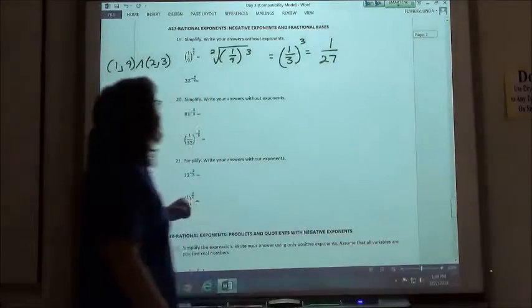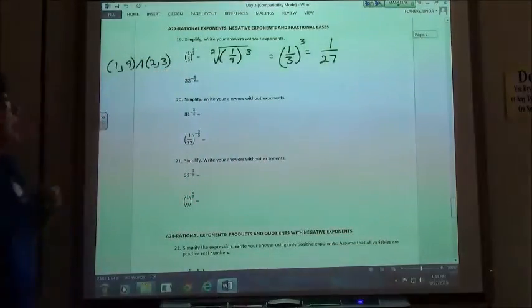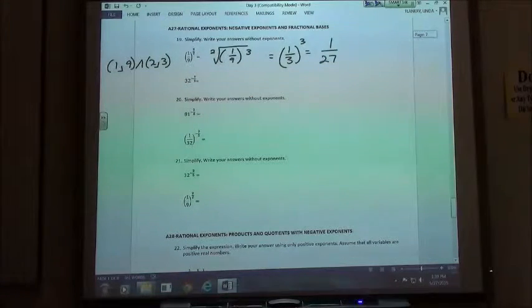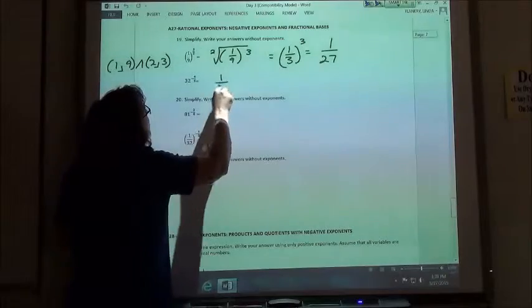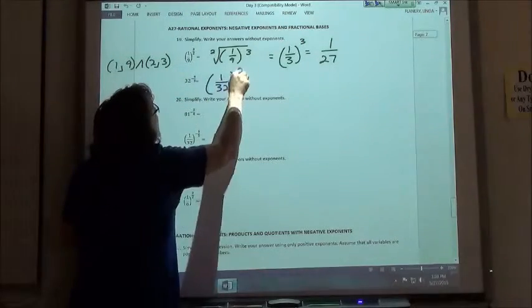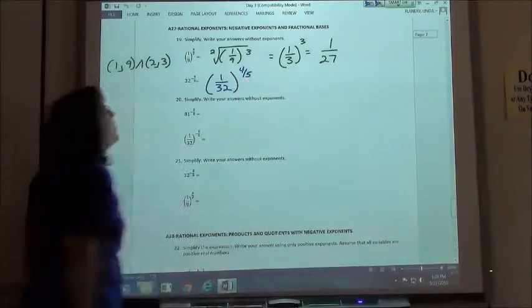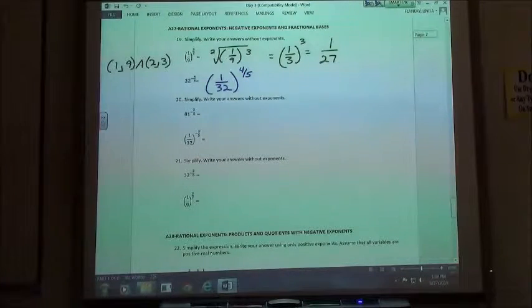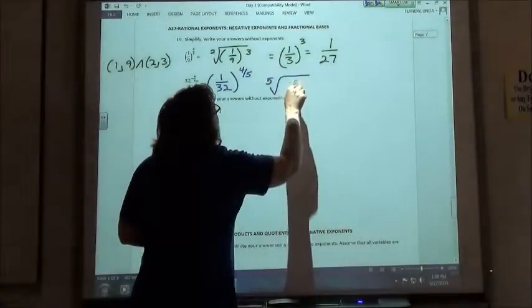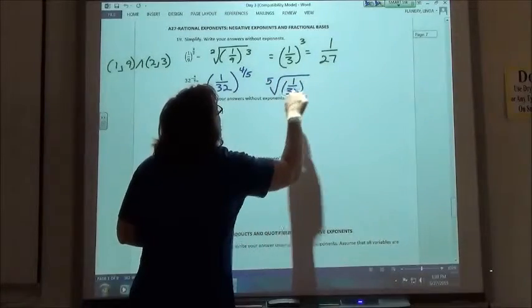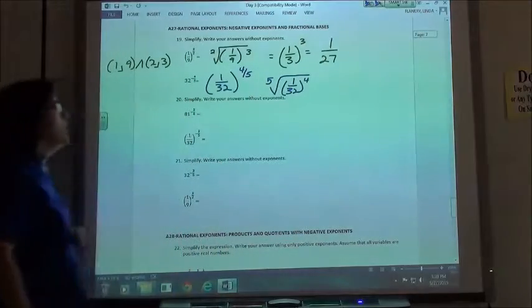Now, remembering on this one, if I have a negative exponent, we have to do the reciprocal of the base first. So this one is rewritten as 1/32 to the positive 4/5 power. So I do the reciprocal of the base first. Now I do it like I do the previous one. So I'm going to do the 5th root of 1/32 raised to the 4th power.